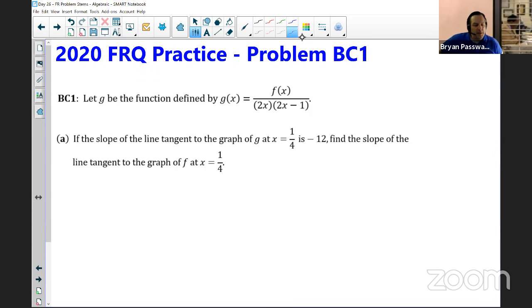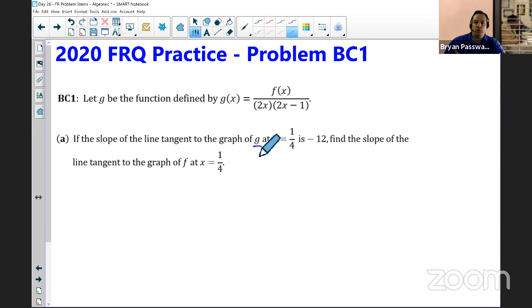So think about, if you had this question, how you might tackle it, right? The slope of the line tangent to the graph of g at 1/4 is negative 12. Find the slope of the line tangent to the graph of f at x equals positive 1/4. What might be a good strategy? Well, if I'm tackling this problem, I don't really know where it's going to take me or exactly how to solve it, even as an experienced calculus teacher. But what might be a good strategy is just start jotting down what you know.